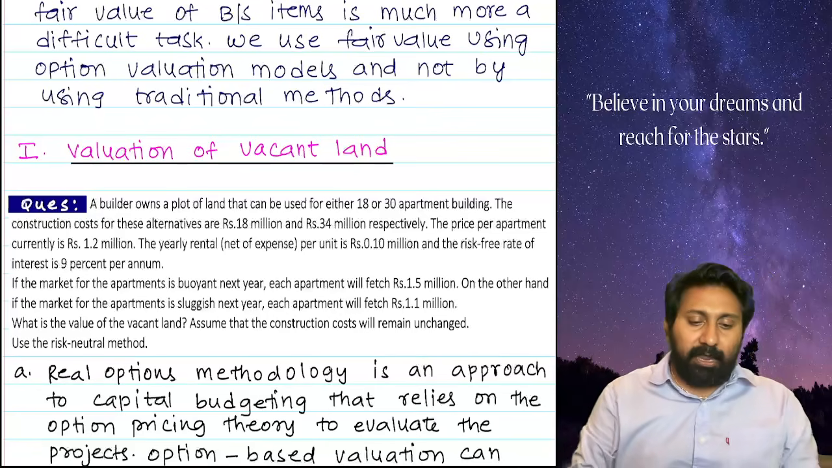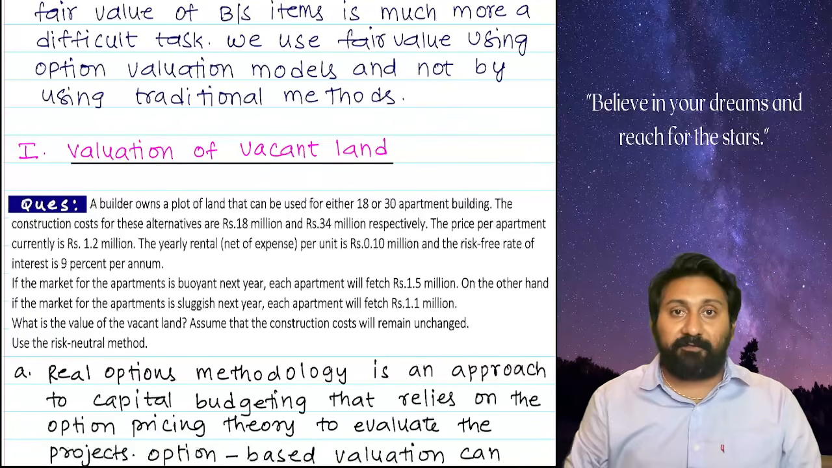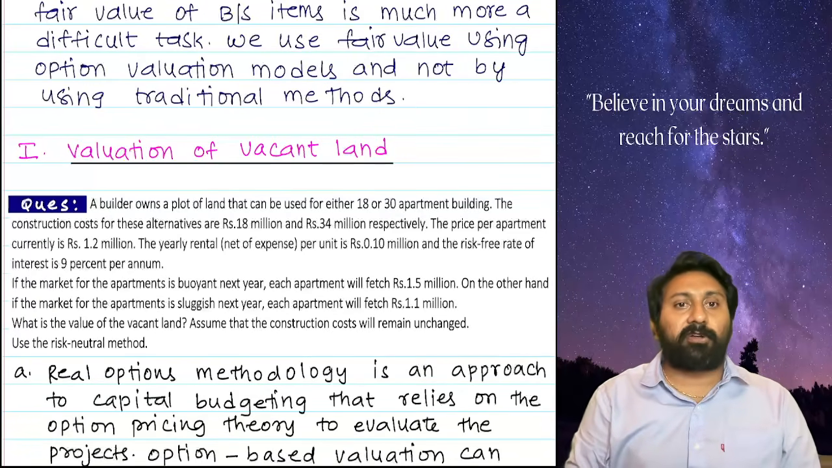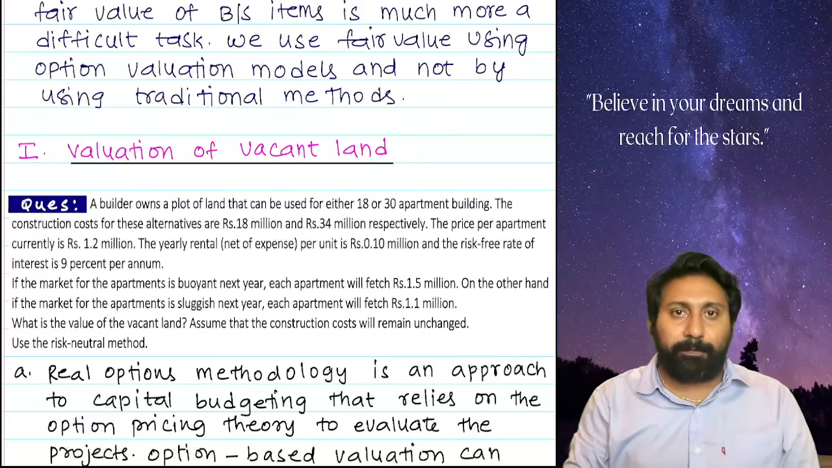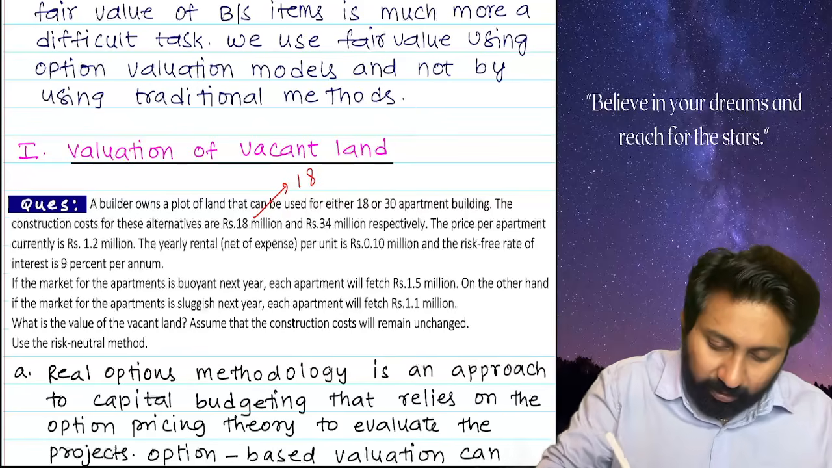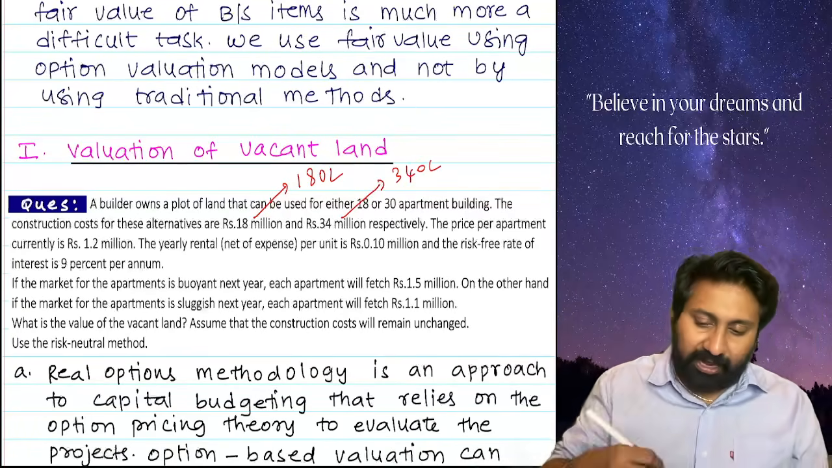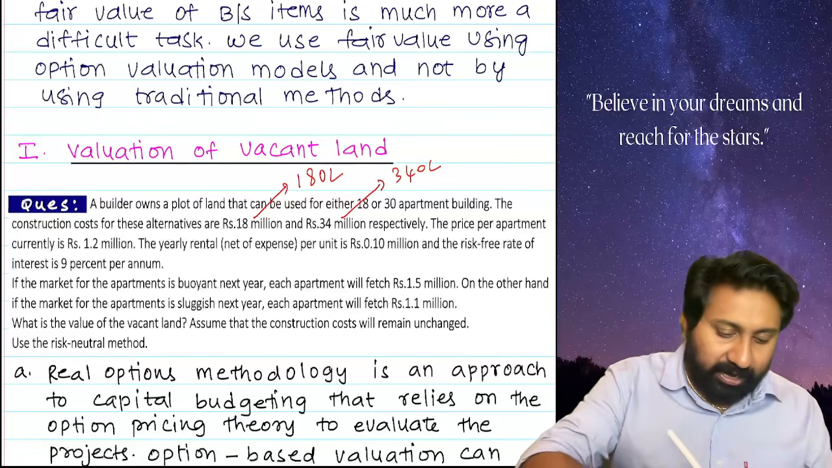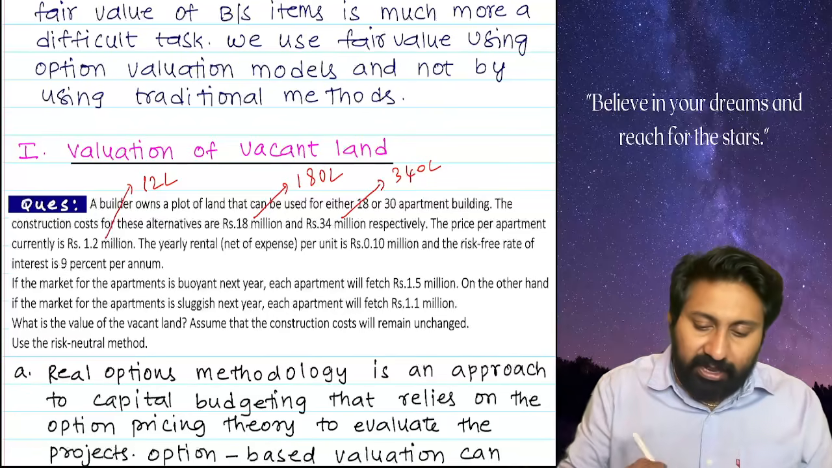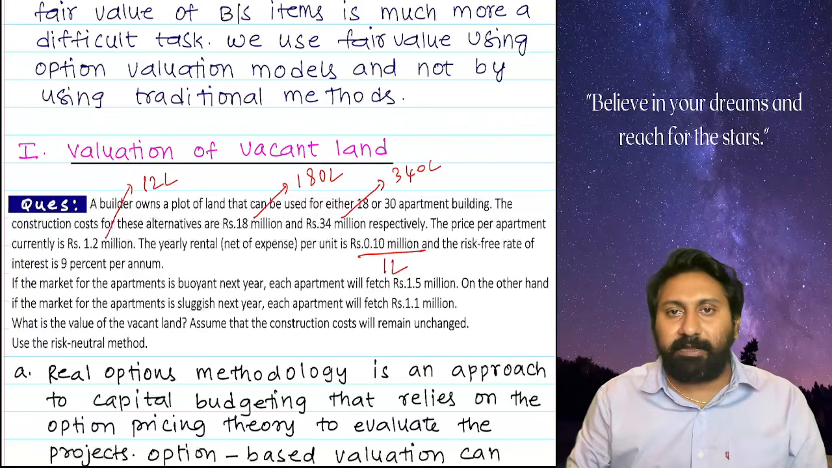Let us see. A builder owns a plot of land that can be used either for an 18 or 30 apartment building. The construction costs for these alternatives are rupees 18 million and 34 million. I will write it as 180 lakhs and 340 lakhs. Price per apartment currently is 1.2 million, means 12 lakh. Yearly rental per unit is 1 lakh. 0.1 million means 1 lakh.